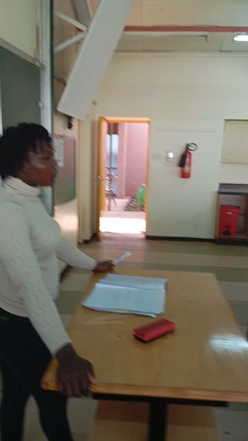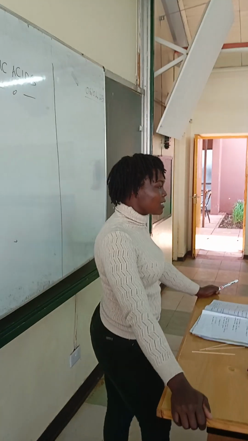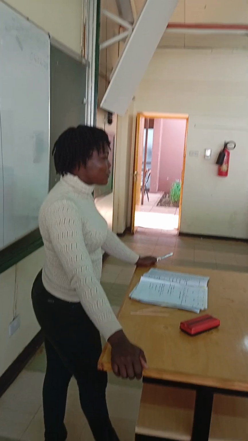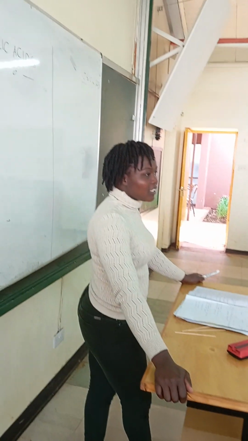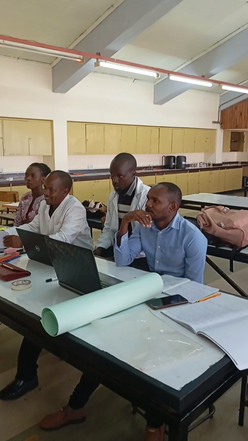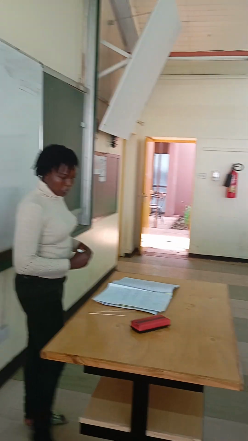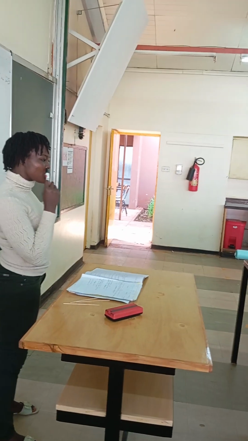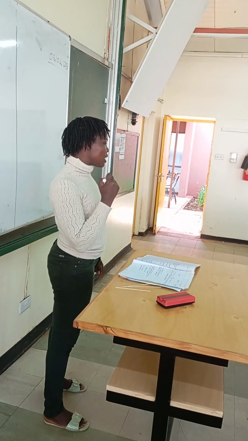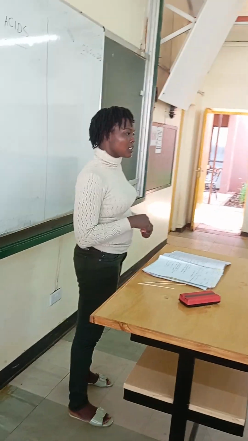Which class of alcohol do you oxidize to get carboxylic acid? Anyone who has an idea? Tertiary? I don't take chorus answers, kindly just raise up your hand. Primary alcohols. Yes, I agree. We use primary alcohols. Tertiary alcohols cannot oxidize to form carboxylic acid. Why don't tertiary alcohols undergo oxidation to form carboxylic acid?